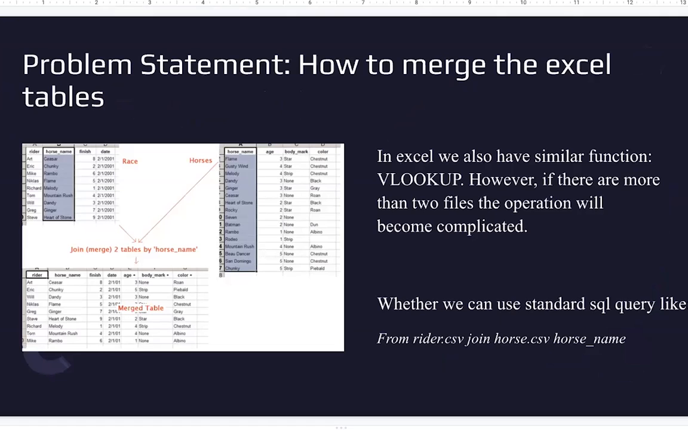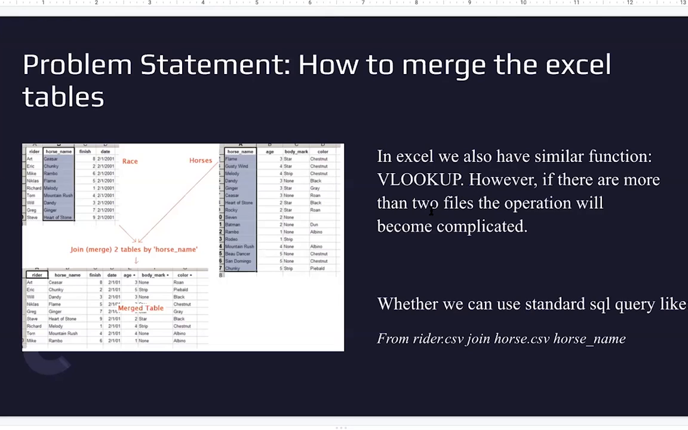When we use the Excel file, Excel table, usually we need to merge two Excel tables on the same column. For example, in this we have the race table and the house table, and we want to join, merge the two tables by the house name. So usually in the Excel we also use the VLOOKUP functions.